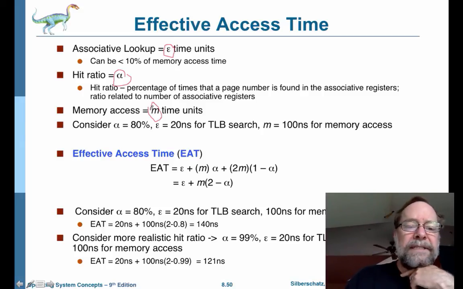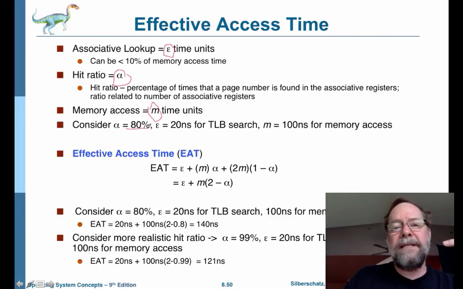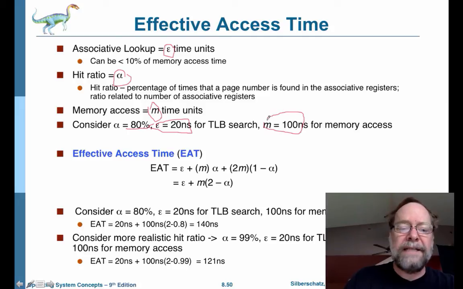So here's a simple example where we're going to let alpha be 80%. That means 80% of the time that we present a page number to our associative memory, we get a frame number back. We're going to let the amount of time it takes to access the associative memory be 20 nanoseconds, and the amount of time it takes to access the RAM will be 100 nanoseconds.